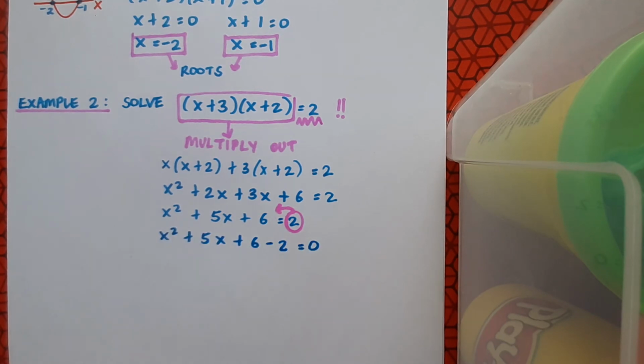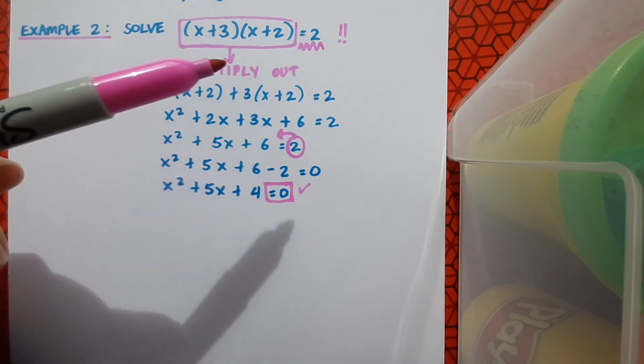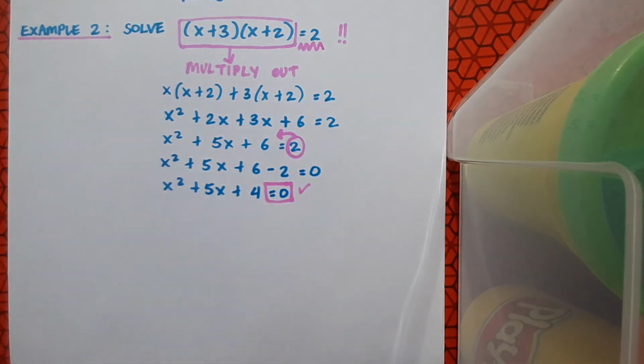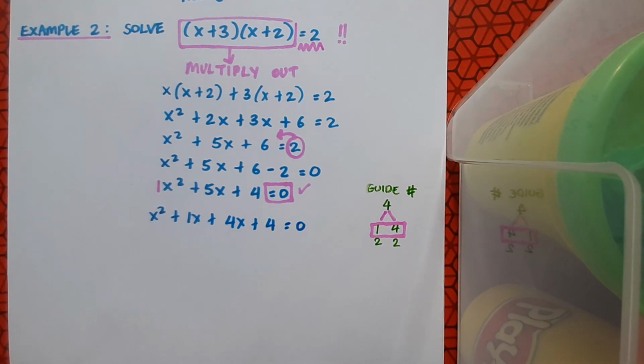I still have a bit more tidying up to do, but I can see that I now have an equation equals to 0, and that's really what I wanted. So now I can proceed and factorise as normal. Just to be clear though, I did have to go through these steps first of all, where I multiplied out and then brought the number from the right-hand side across. The guide number this time is 4, and the factors that I'm going to choose are 1 and 4. So I'll split my 5x up, and I'll factorise.